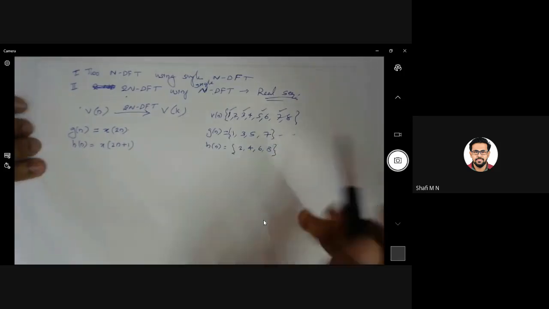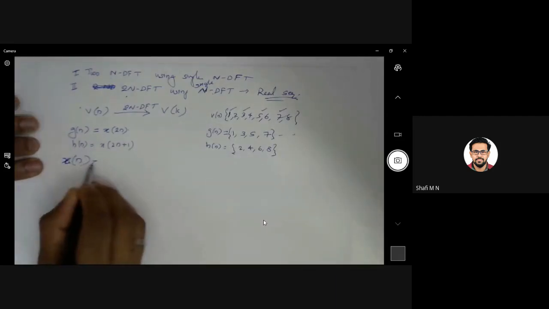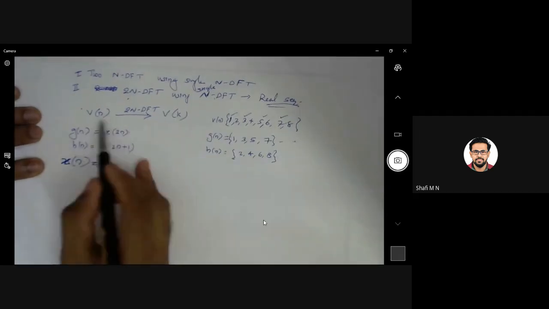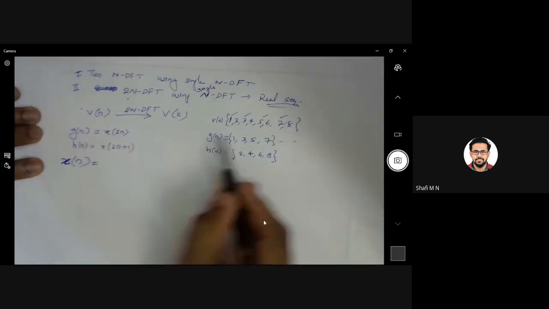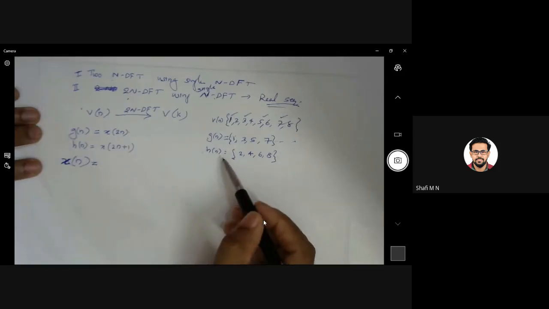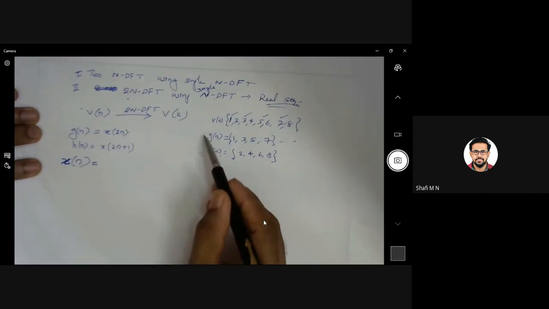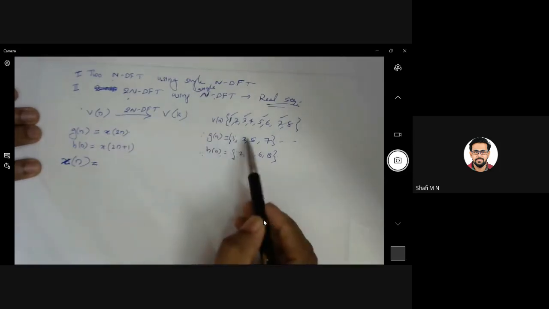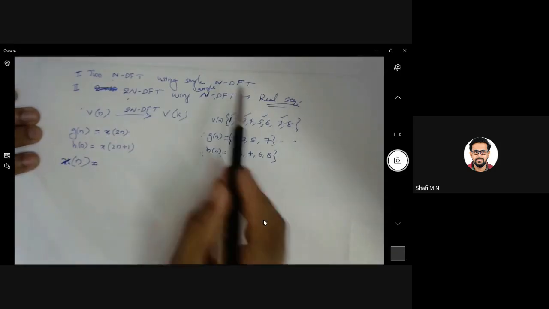So you can formulate a new sequence called x of n. What is x of n? You should be very clear with this logic. v of n is the long duration sequence, say of length 8. So g of n and h of n, we split it into half length, length 4. Now what I ultimately want is G of k and H of k. But if you do it the normal procedure, you need 2 N-point DFTs, or you need a 4-point DFT over here and another 4-point DFT. Instead of that, we will apply the first method that we discussed yesterday.